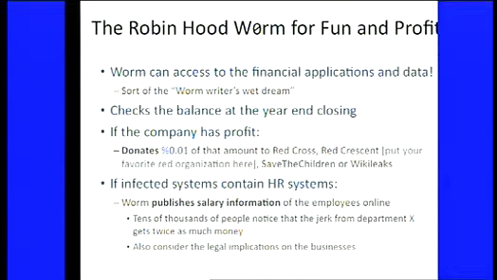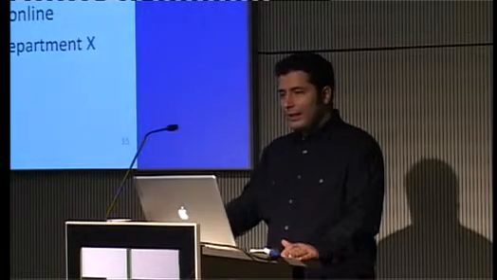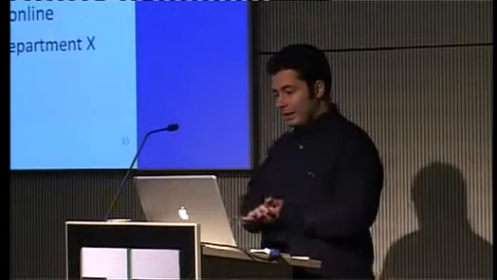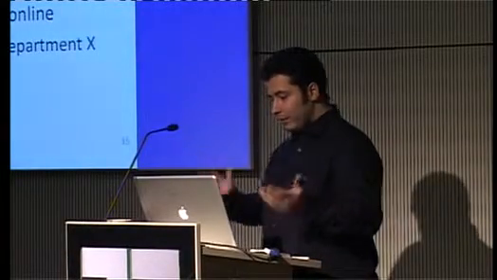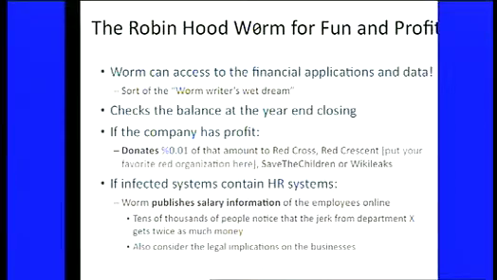What I thought about, and Alex Kornbrust also helped with the ideas, is to imagine a worm at the end of the financial year that checks the balance of the company and says, hey, we made enough profit. So this worm donates like 0.1% of the profit of this company to Red Cross, Red Crescent, I don't know, Save the Children or Julian and WikiLeaks, so that WikiLeaks doesn't have any financial problems anymore. This is possible. And this is difficult but possible. I mean, I wouldn't call it very difficult.